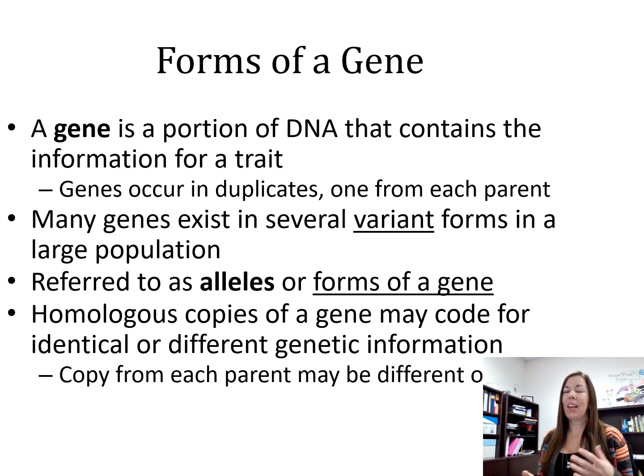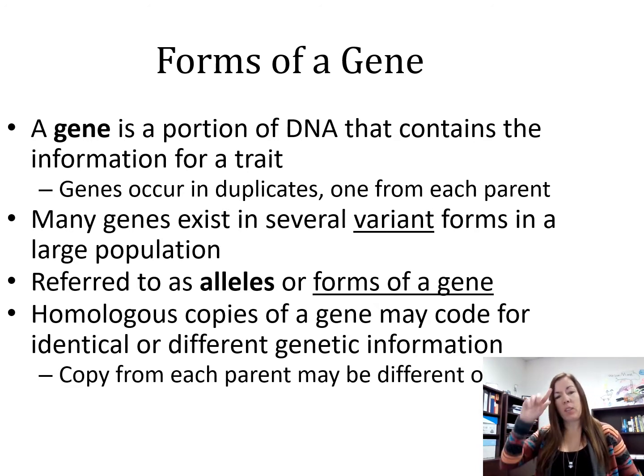So a gene is a part of DNA that contains information for a trait. Genes happen in duplicate because you get one from dad and one from mom. And you can have lots of variations and lots of forms of genes. Those are referred to as alleles. So if you see various forms of genes, you'll see it's an allele.